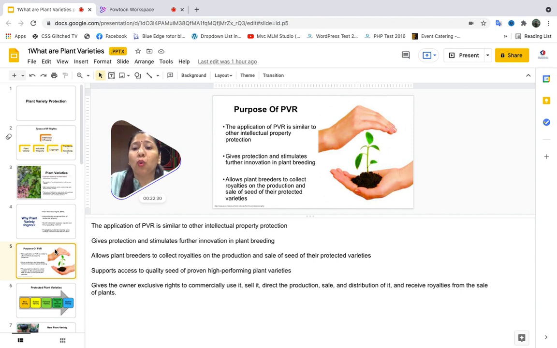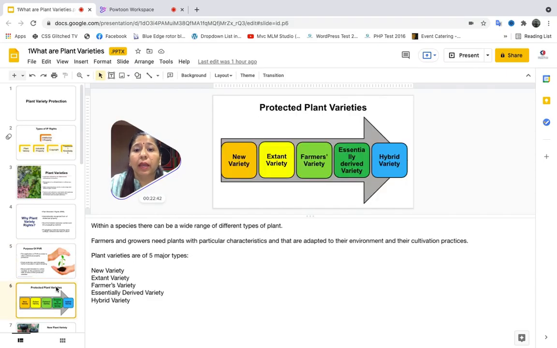Now it also gives the owner an exclusive right to commercially use it, sell it, and direct the production, similar to other intellectual properties. Now, the next question arises, what sort of varieties are protected? What sort of varieties are given rights for the protection?